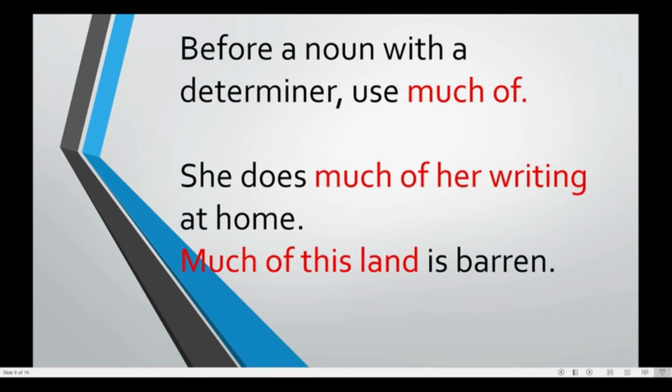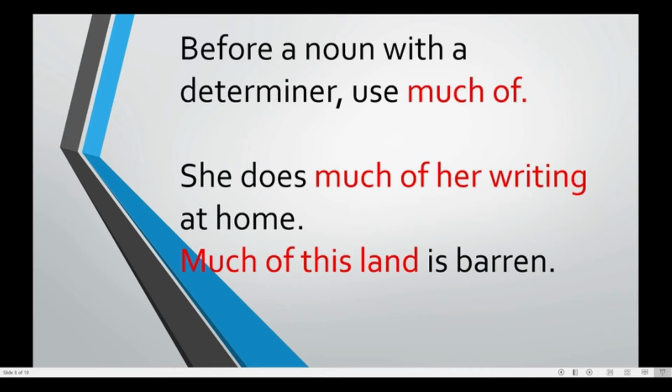When a noun is used with one of these words, that means when a noun is used with an article, demonstrative, or a possessive, we use much of with it. For example, consider sentences given below. She does much of her writing at home. Here we use much of because the noun writing is used with the possessive her. Now, in the next sentence, much of this land is barren. Here we use much of because the noun land is used with the demonstrative this.